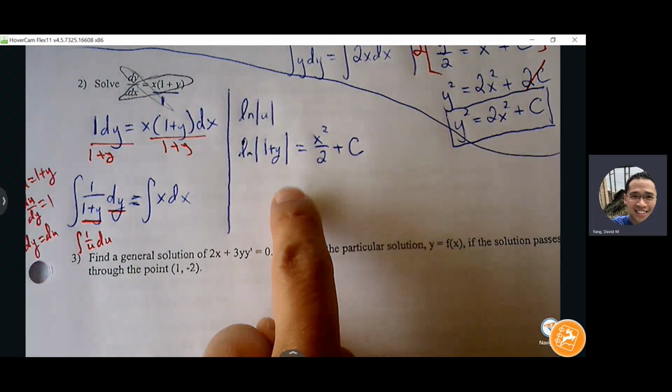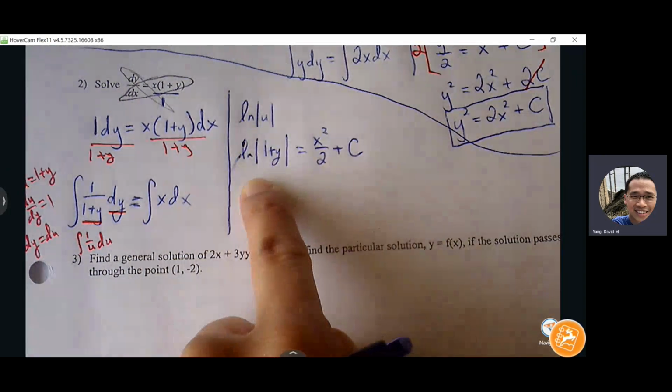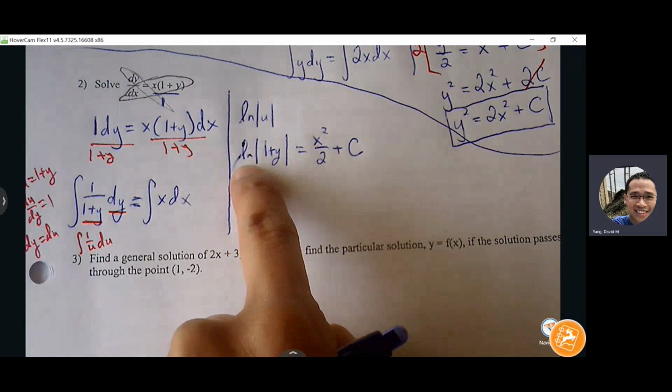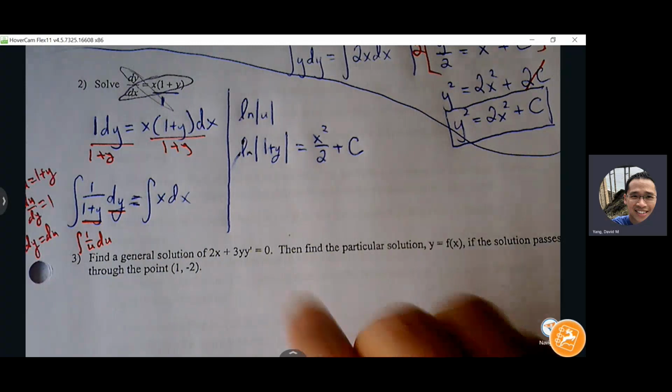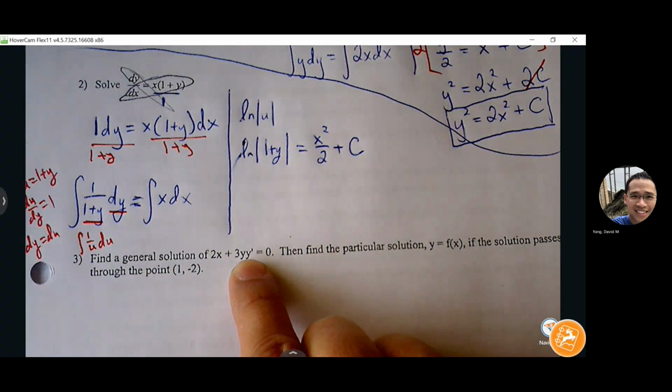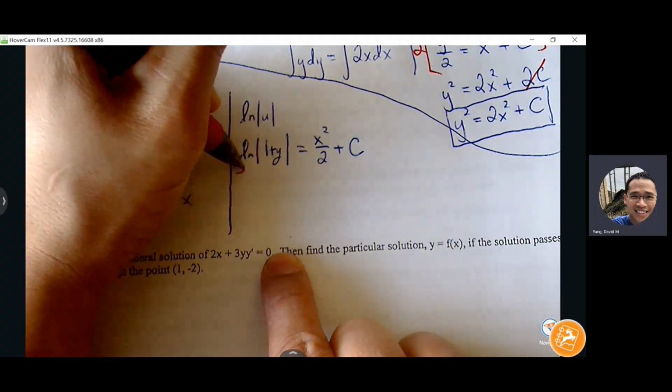Now, the only thing left is we have to solve for y, right? And y is stuck inside this natural log. So the way we undo natural log is we involve the inverse. What's the inverse of natural log? Exponential function base what? Base e. So what we can do is raise both sides with e as the base.